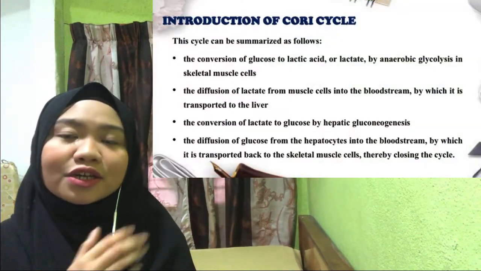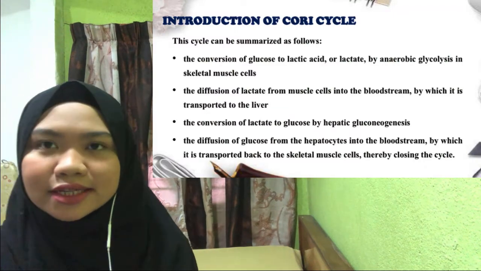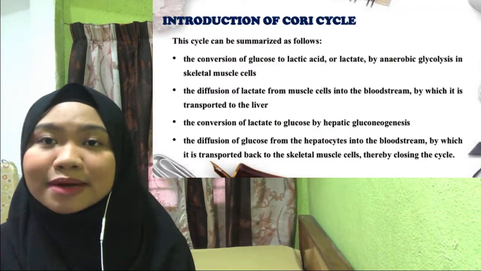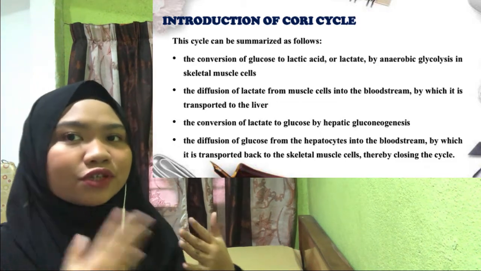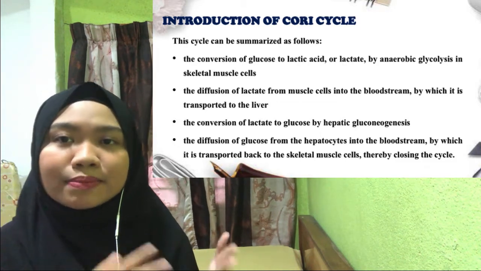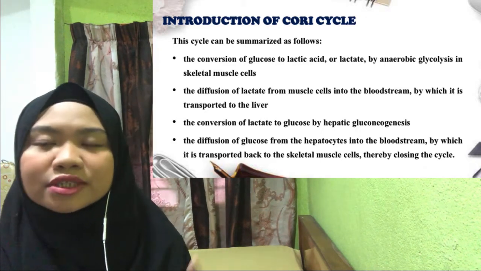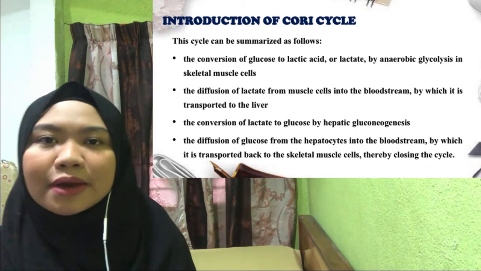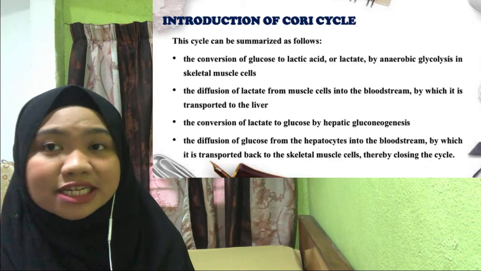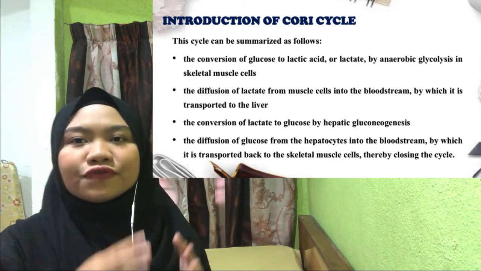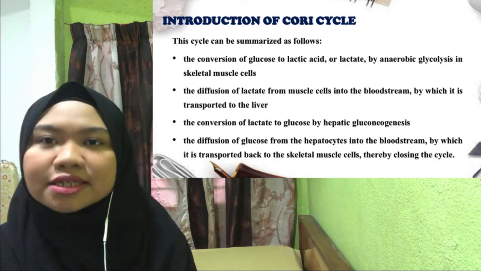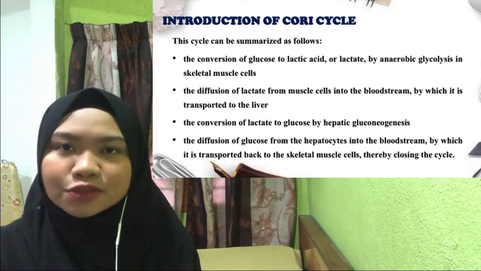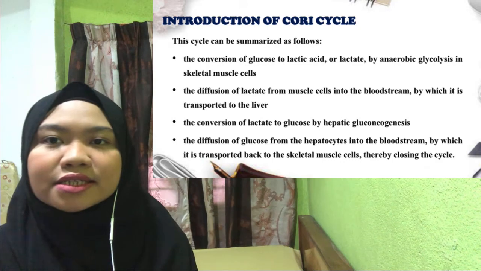This cycle can be summarized as follows. First, the conversion of glucose to lactic acid or lactate by anaerobic glycolysis in skeletal muscle cells. Second, the diffusion of lactate from muscle cells into the bloodstream, by which it is transported to the liver. Third, the conversion of lactate to glucose by hepatic gluconeogenesis. Last is the diffusion of glucose from the hepatocytes into the bloodstream, by which it is transported back to the skeletal muscle cells, thereby closing the cycle.